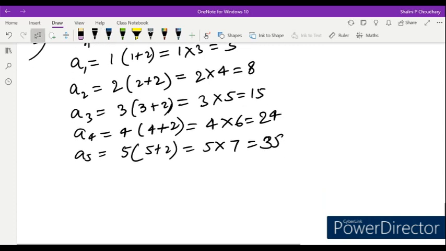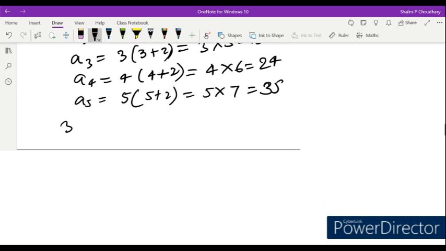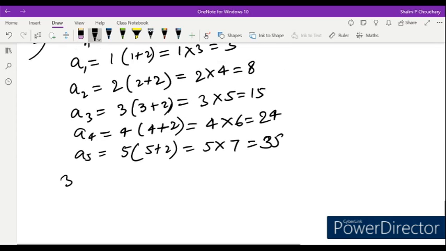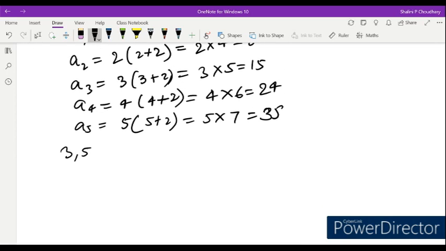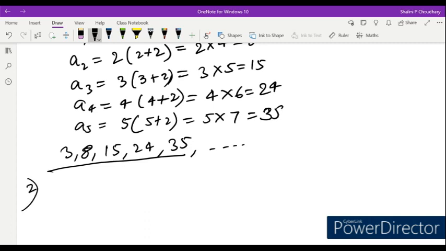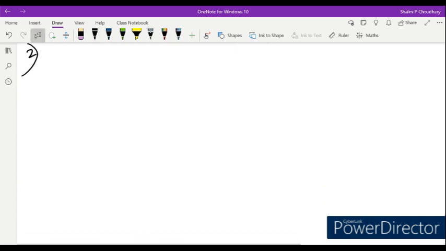Okay, so the terms are 3, 8, 15, 24 and 35. So these are the first 5 terms. Okay, we have the next question, question number 2.